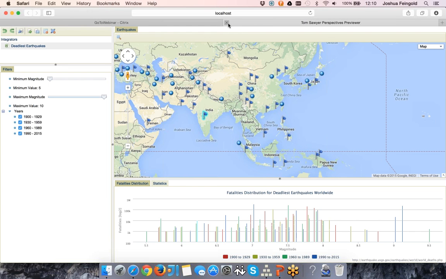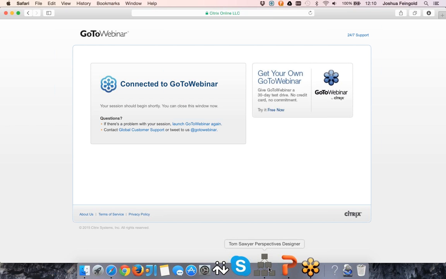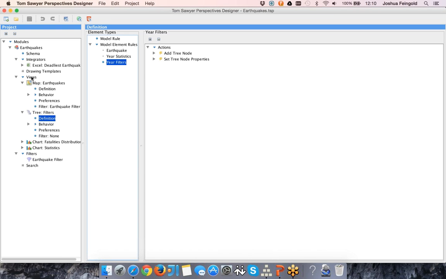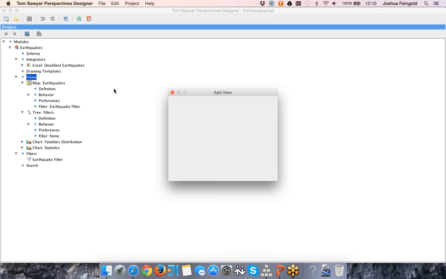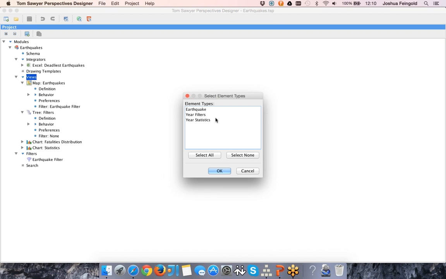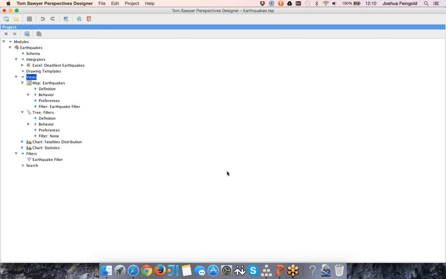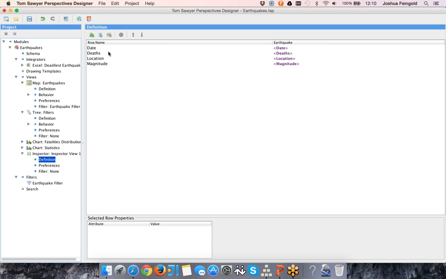Let's go ahead and close this out, and maybe we'll go back to Designer. Want to see the details of the earthquakes that we're clicking on, so we'll just go ahead and add an inspector view. It'll be for earthquakes. And let's just grab the date. We're interested in the death count. We're interested in the magnitude. And let's also grab the location, because that's pretty interesting information.